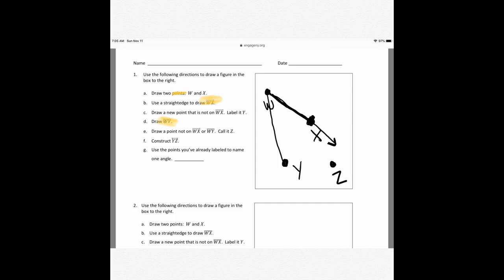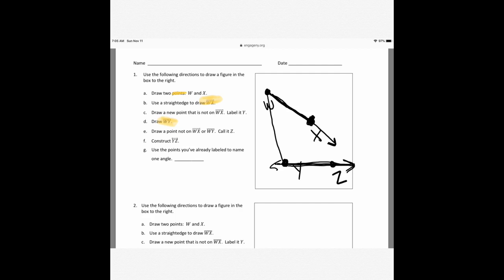And then it says construct line YZ, and you can tell it's a line because it has arrows going both ways, which means it goes on forever in both directions. So I'm going to show that in my picture. And the last part says use the points you've already labeled to name one angle. And when I name an angle, I'm going to use all three letters, and the letter in the middle has to be the one that's the vertex.